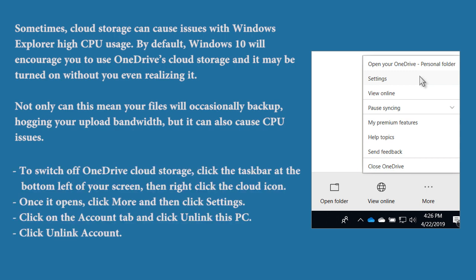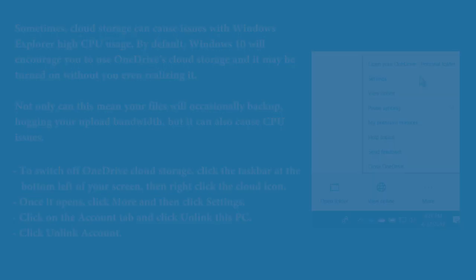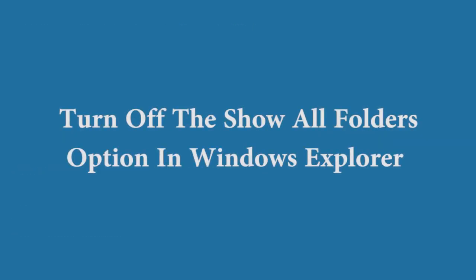To switch off OneDrive Cloud Storage, click the taskbar at the bottom left of your screen, then right-click the cloud icon. Once it opens, click More and then click Settings. Click on the Account tab and click Unlink this PC. Click Unlink Account.